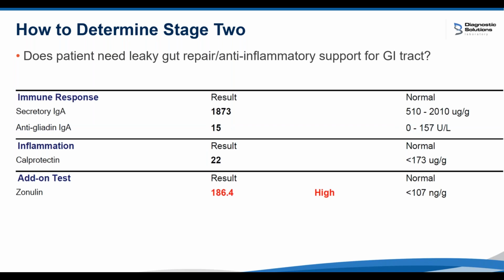Then the second part of stage 2: you've looked at the pancreas, you've looked at the gallbladder, now you're starting to think, okay, how's the intestinal tract itself? If secretory IgA is out of balance, we're thinking there's a problem with the immune response in the intestine. If calprotectin is out of range, you know that the gut is inflamed. So now again, you're seeing there's actually organ involvement. This person we're going to need to address that, right?